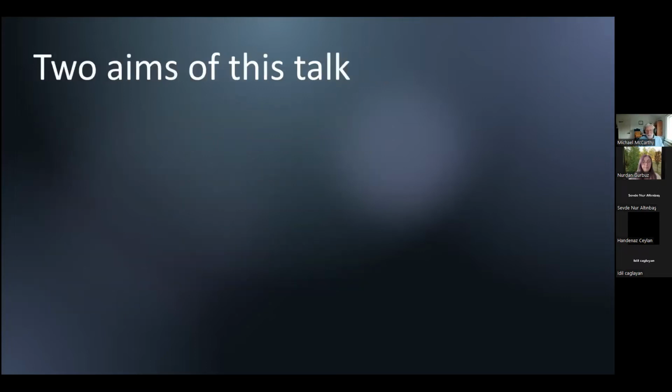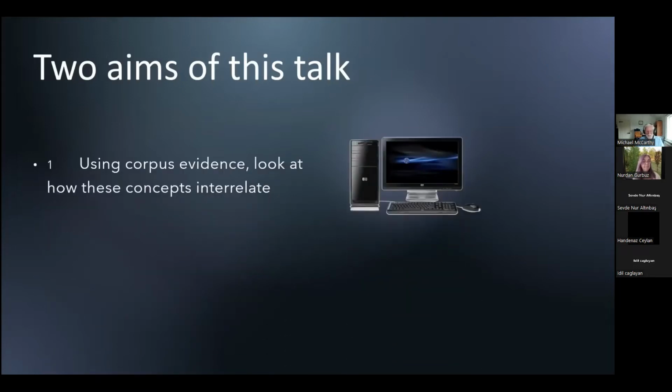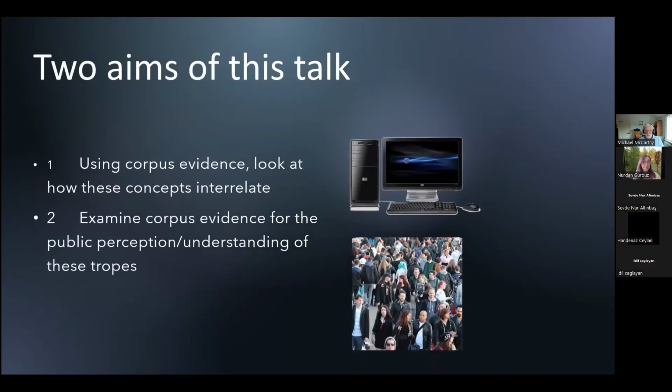All right, so what am I trying to do in this talk? What's my aim? I've got two aims. The first one is to use corpus evidence to see how these concepts might interrelate. And the second one, and this is a very important one for me, is to examine corpus evidence for the public perception or understanding of these three M's, these three tropes.